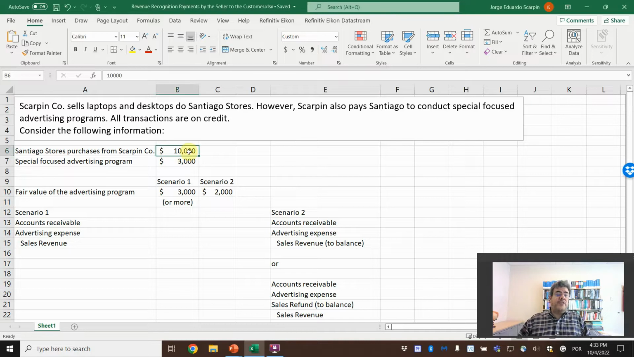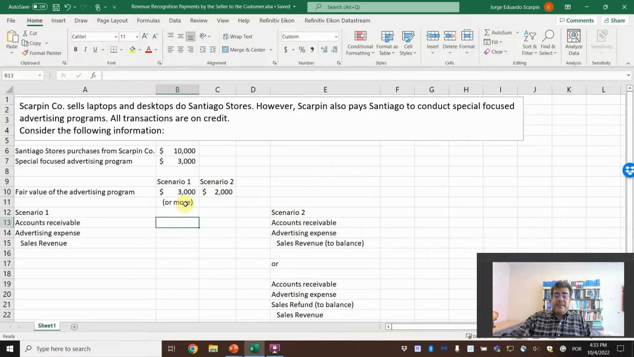So let's check the prices here because our problem is the transaction price. Santiago stores purchase from Scarpin Corporation $10,000 or any other currency. Special focus advertising programs, 3. So if they are done at the same time, the accounts receivable, so Scarpin will receive a net value of 7. However, let's check the fair value of the advertising program. Scenario 1, $3,000. So we are paying the fair value, or if the fair value is 4, 5, or 6, we are paying less than fair value. How do we record it?